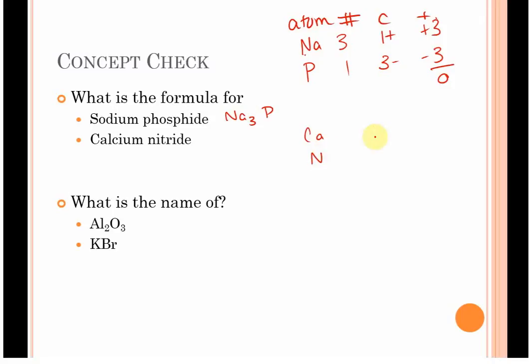Calcium nitride, calcium and nitrogen. This is +2. This is 3-. We need 3 of these and 2 of these to give us the lowest common denominator, or the number that will cancel. So total positive, total minus are going to be equal. So it's Ca3N2.